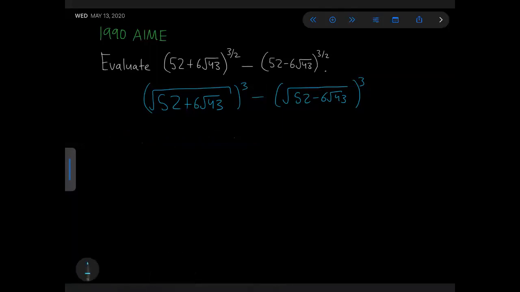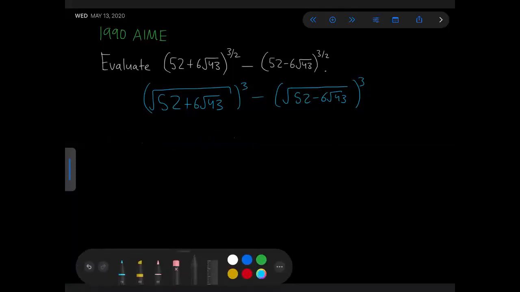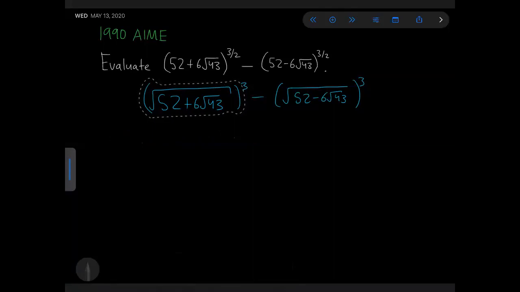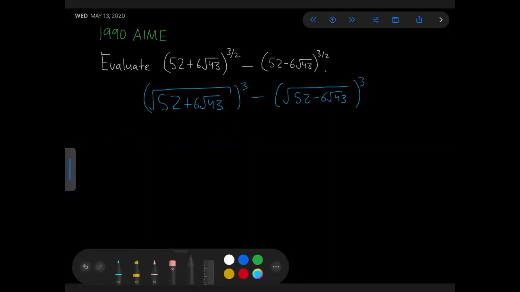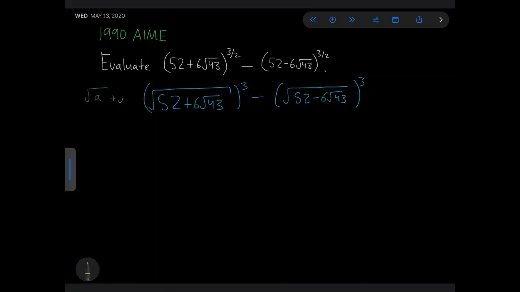So let's say that this right here is the sum of two radicals, square root a plus square root b, sorry. So let's square all this. On the left-hand side, we get a plus b plus 2 root ab is equal to 52 plus 6 square root 43.